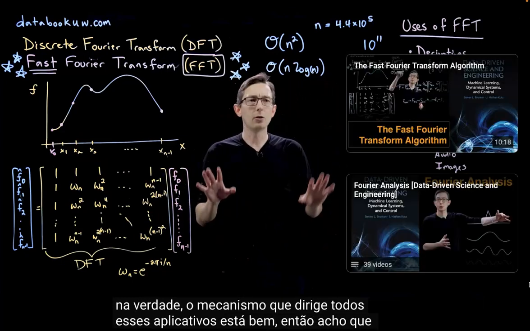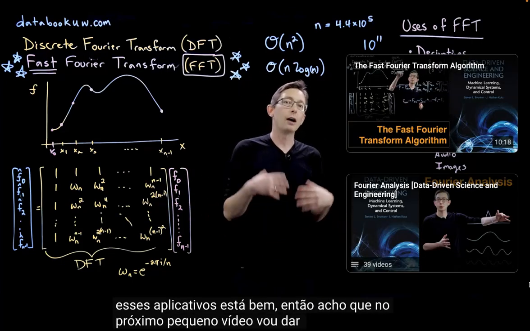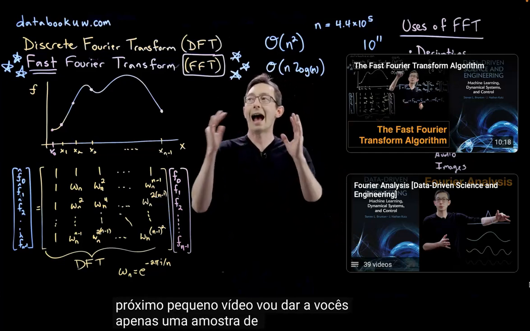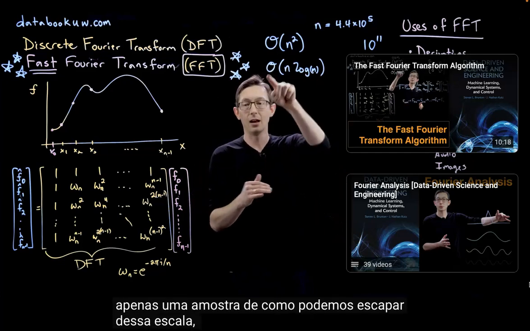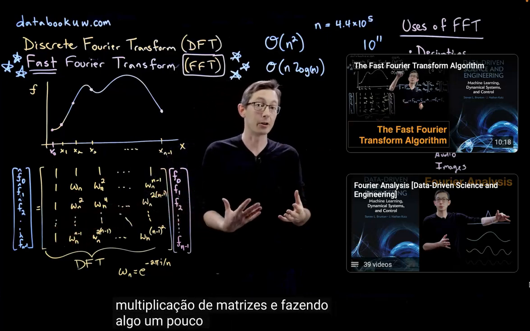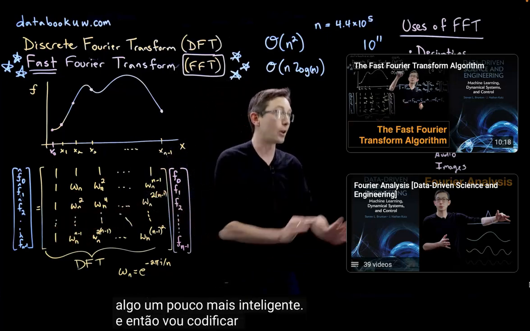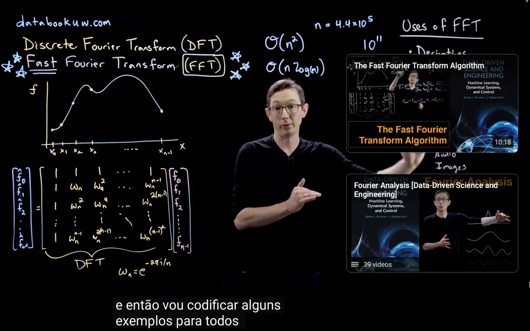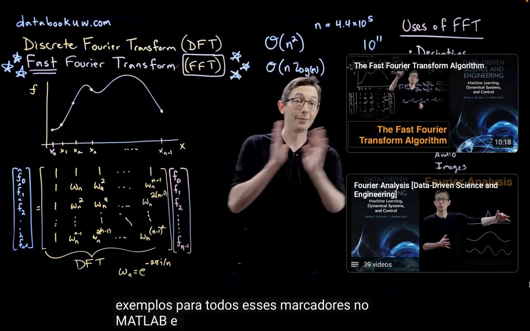So I think in the next short video, I'm going to give you just a flavor for how we can get away with this scaling by bypassing this big matrix multiplication and doing something a little bit smarter instead. And then I'm going to code up some examples for all of these bullets in MATLAB and in Python.